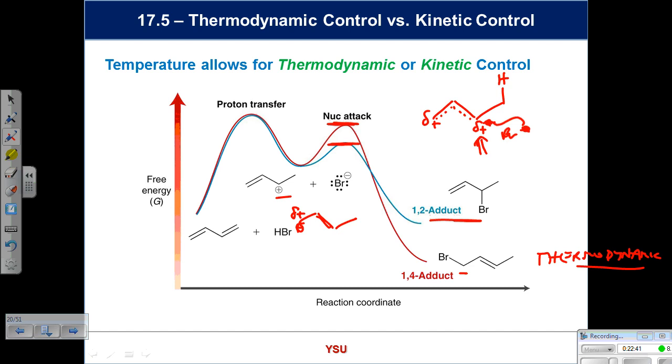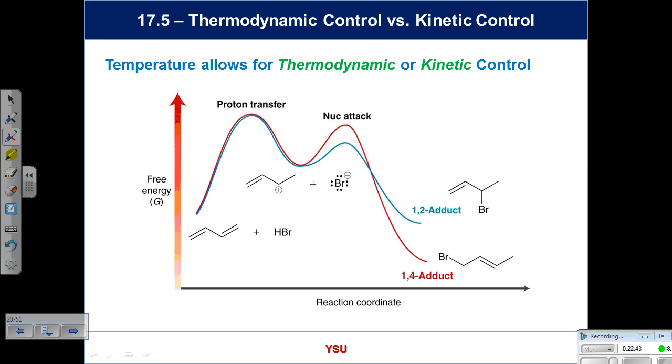What should you be getting from this so far? Formation of the 1,2 is faster, but it does not give you the more stable outcome. Formation of the 1,4 is favored, it's the more stable product, but it's also the slower reaction. Those are the facts. Once we're okay with that, we can start to explain why.